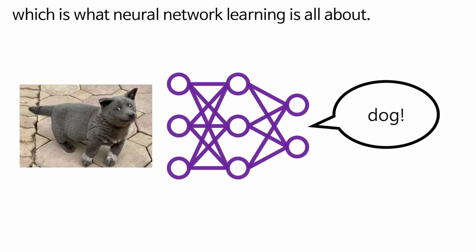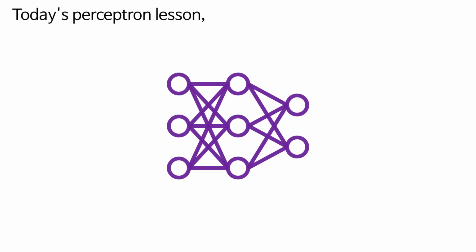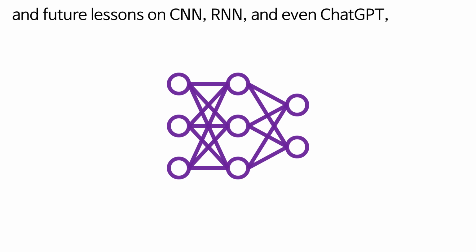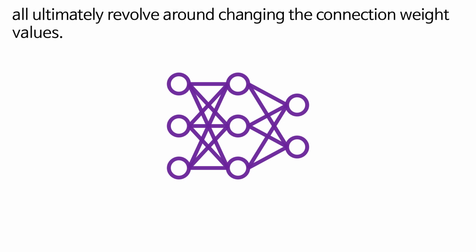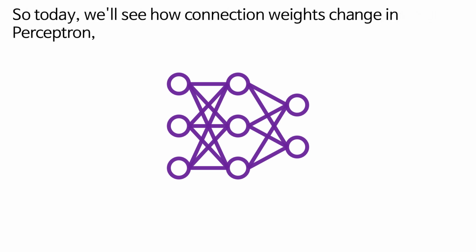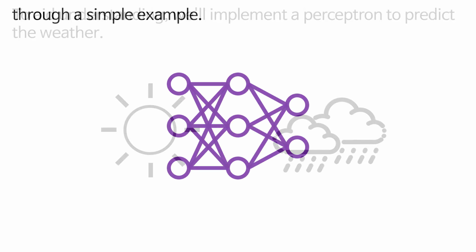Today's Perceptron lesson, and future lessons on CNN, RNN, and even ChatGPT, all ultimately revolve around changing the connection weight values. So today, we'll see how connection weights change in a perceptron, through a simple example.